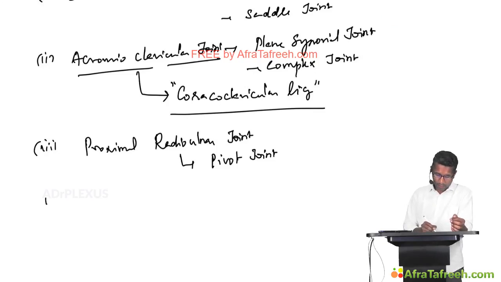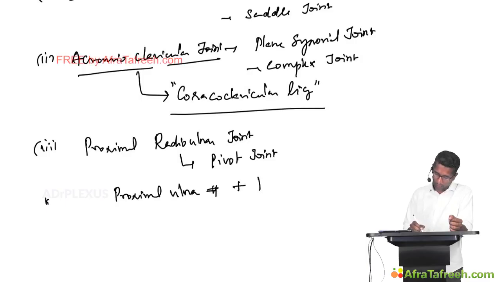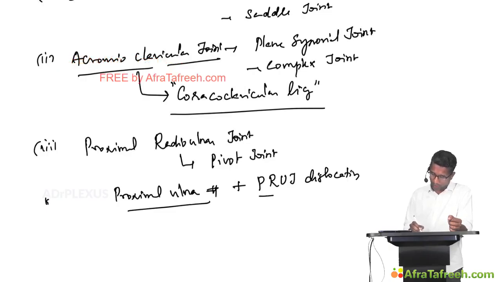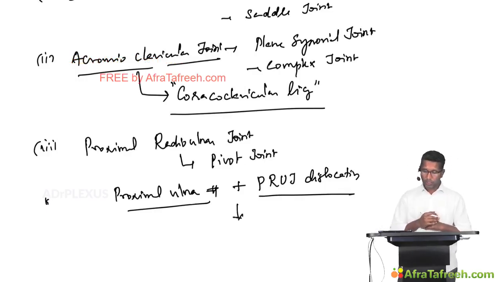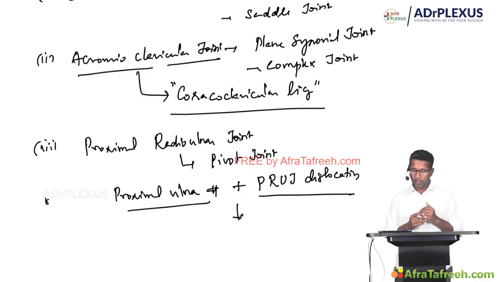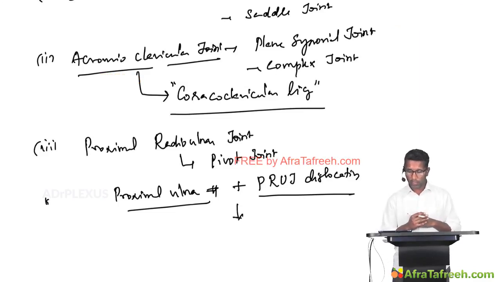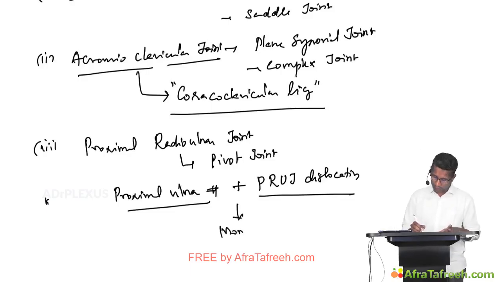Okay, and whenever there is a proximal ulnar fracture with a proximal radioulnar joint dislocation, this kind of injury is called as what? Can anybody tell me what is the injury where you have a proximal ulnar fracture with a proximal radioulnar joint dislocation? Very good Hari, Anashwara, very good Prithviraj. It is called Monteggia fracture dislocation.